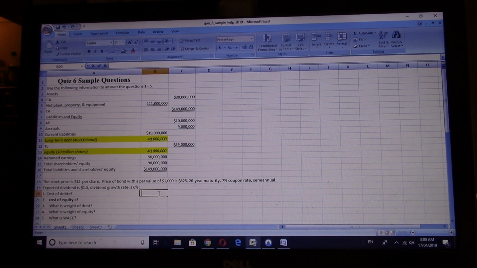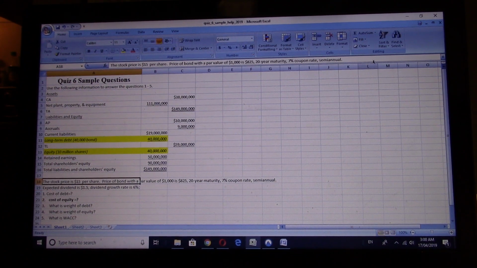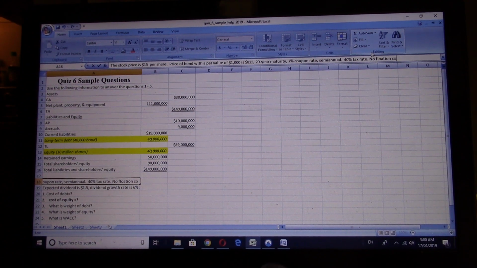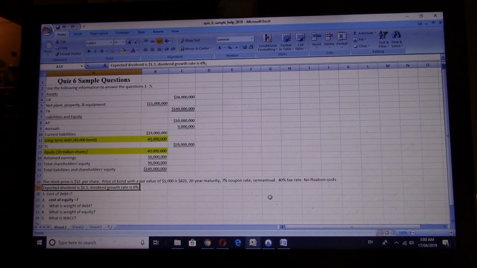Okay, and other information given is the stock price and bond price, years left to maturity for the bond, and the coupon rate. Also, there's another piece of information, a 40% tax rate and no flotation costs. So we need that information.